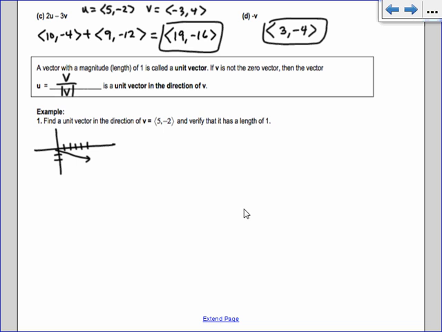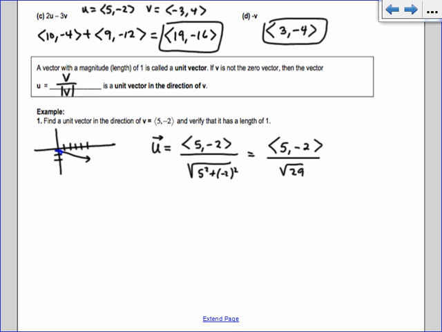So what if we want it to be a length of 1? Then it would be a little tiny vector going in that same direction, but it will only have a length of 1. So what we do is we find u, which usually stands for unit vector. I'll put my little arrow over it because I can't really bold it very well. I'm going to do v, which was 5, -2, and divide by the square root of 5 squared plus -2 squared, which I said was the square root of 29. So your answer ends up being 5 over the square root of 29, comma, -2 over the square root of 29. Okay, I would leave it like that.